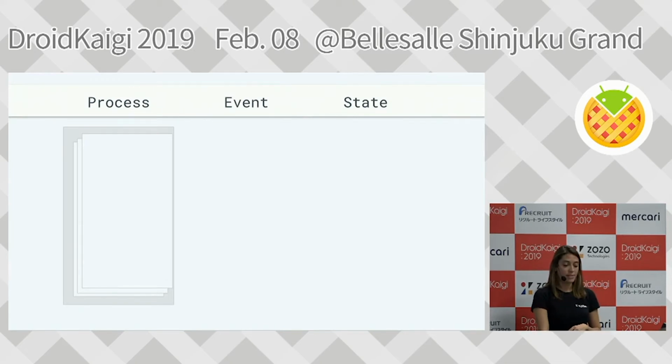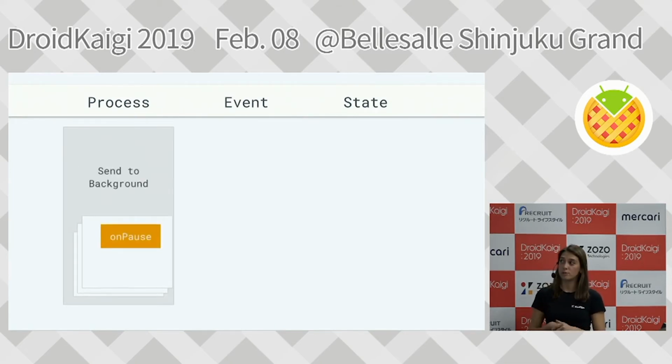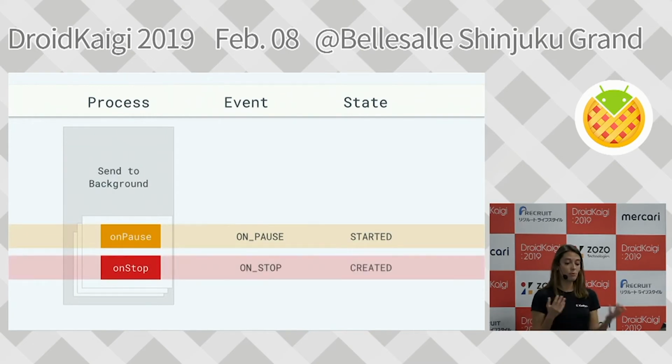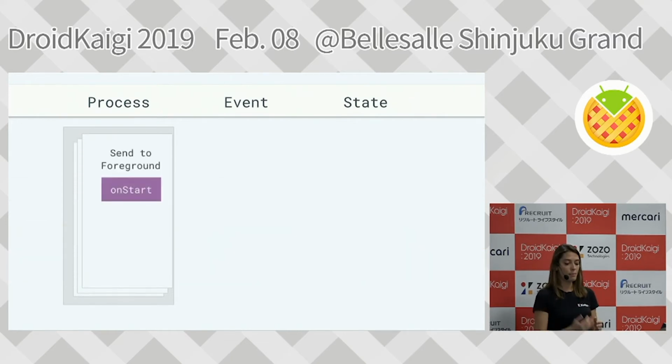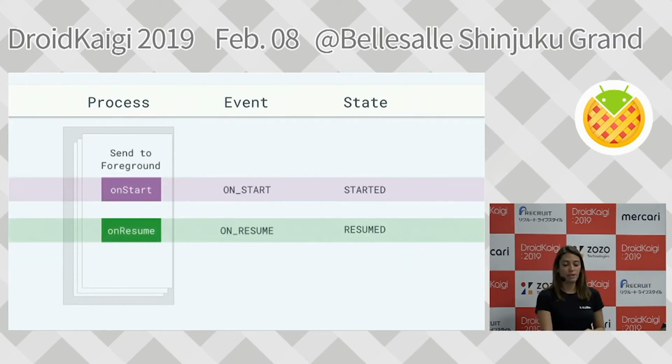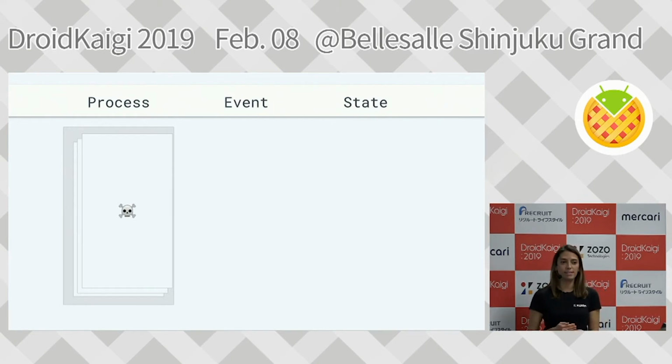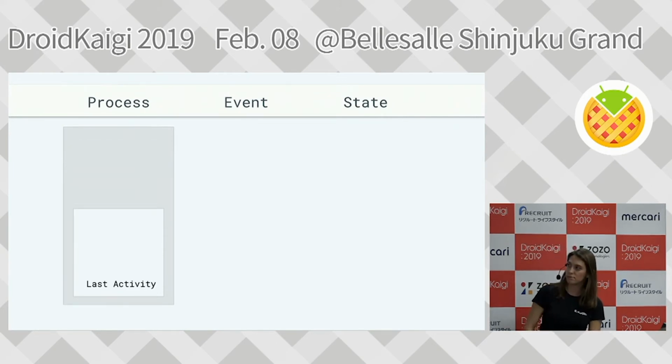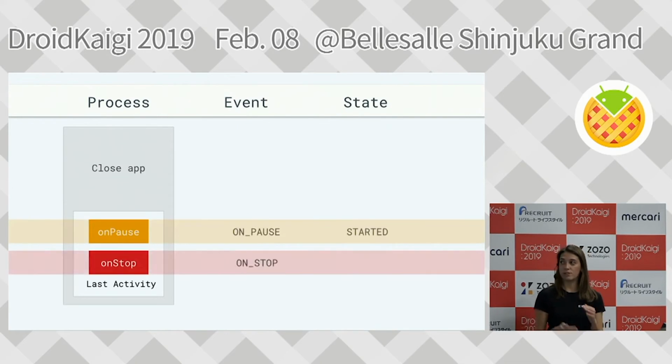But then, as we're sending the application to background, the onPause and onStop events are triggered. When the app is again brought to foreground, then the onStart and onResume events are triggered. As you're closing activities, nothing happens. But only once you get to the last activity, things are triggered. So more precisely, when you're getting to the last activity, the onPause and onStop events are triggered.